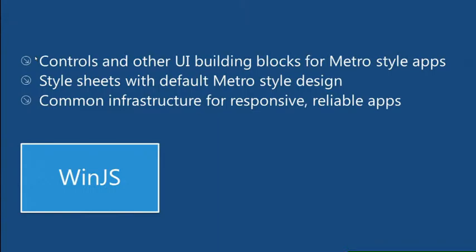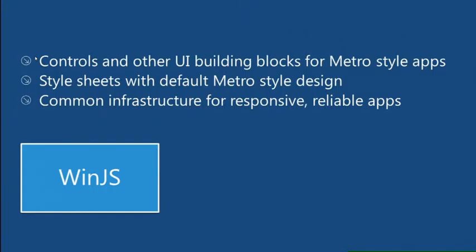First, it has a set of UI controls and other building blocks for creating the UI, things like the list view, the semantic zoom, the app bar. It also has a bunch of style sheets that give you the default visuals. So there's a ui-light and a ui-dark CSS style sheet. And you'll use those as the basis of creating your UI. And they give you a default visual that looks Metro, but you can customize. And they also have some other common infrastructure pieces, things around data binding, things around templating, and so forth that you'll want to take advantage of.